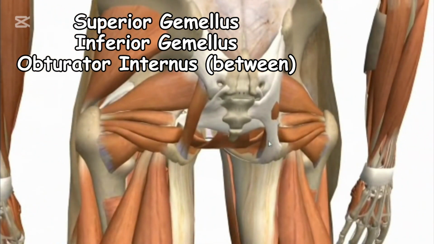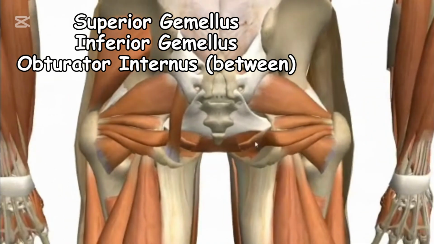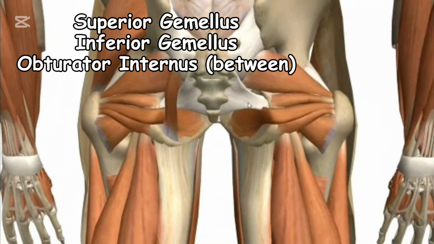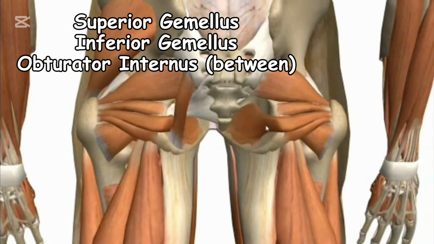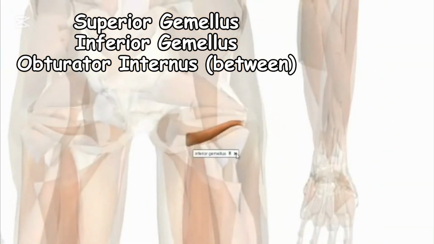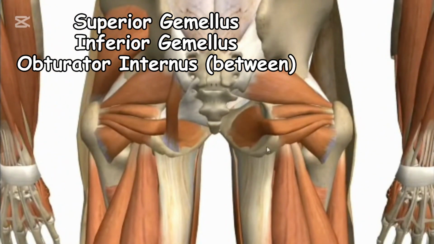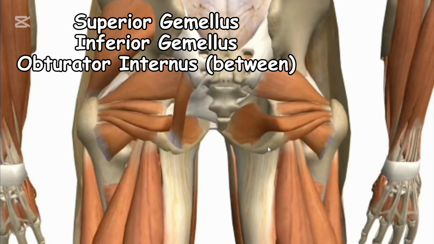Inferior gemellus. Origin, ischial tuberosity. Insertion, greater trochanter of the femur, medial surface. Quadratus. Origin, ischial tuberosity. Insertion, intertrochanteric crest of the femur.